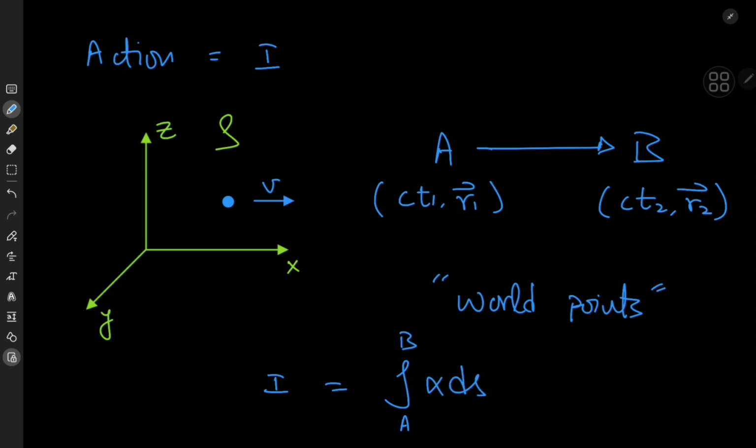Okay, and because alpha is a constant, we can take it outside the integration operator. So we're interested in the integral from A to B of ds. And because we want to minimize I, that places a constraint on the parameter alpha. It's supposed to be positive and we need negative signs. Why on earth is that necessary?